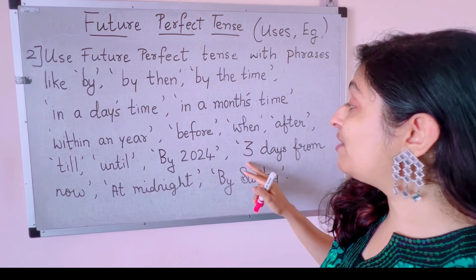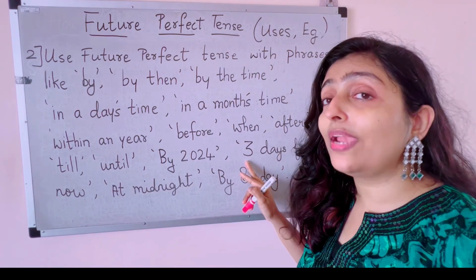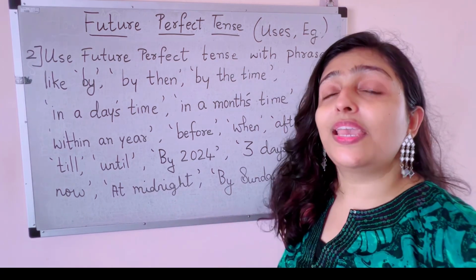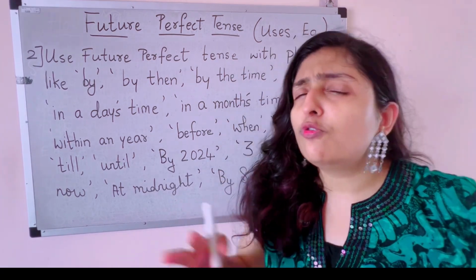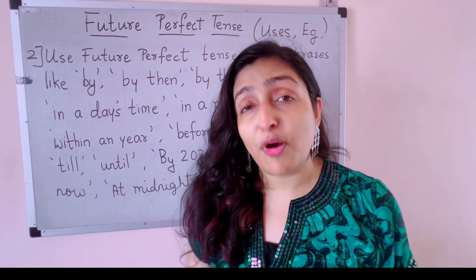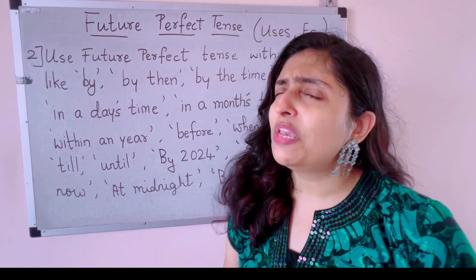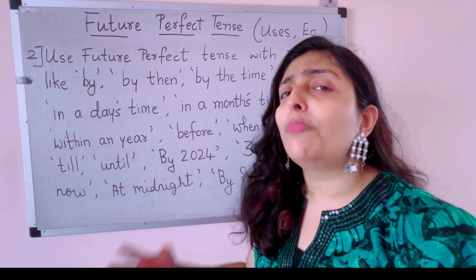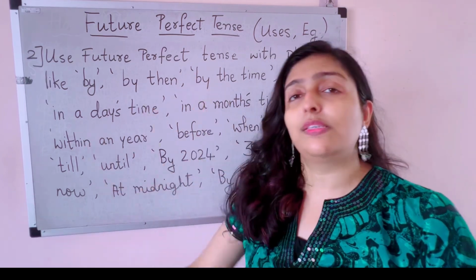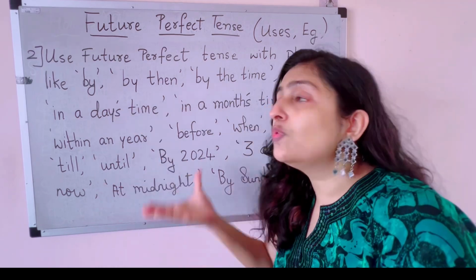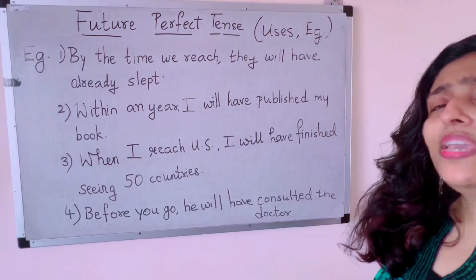Okay, we usually write numbers in words, don't write in numbers. At midnight, by Sunday, by Friday. Okay, we usually use future perfect tense with these words and phrases. It would be better if you try to memorize this and fix this in your mind. So let's look at the examples using these words and phrases.